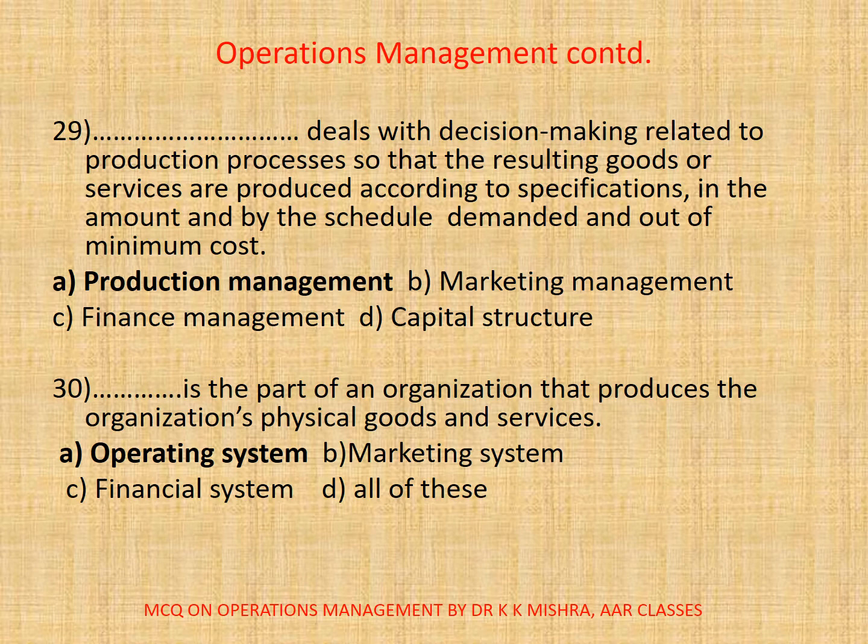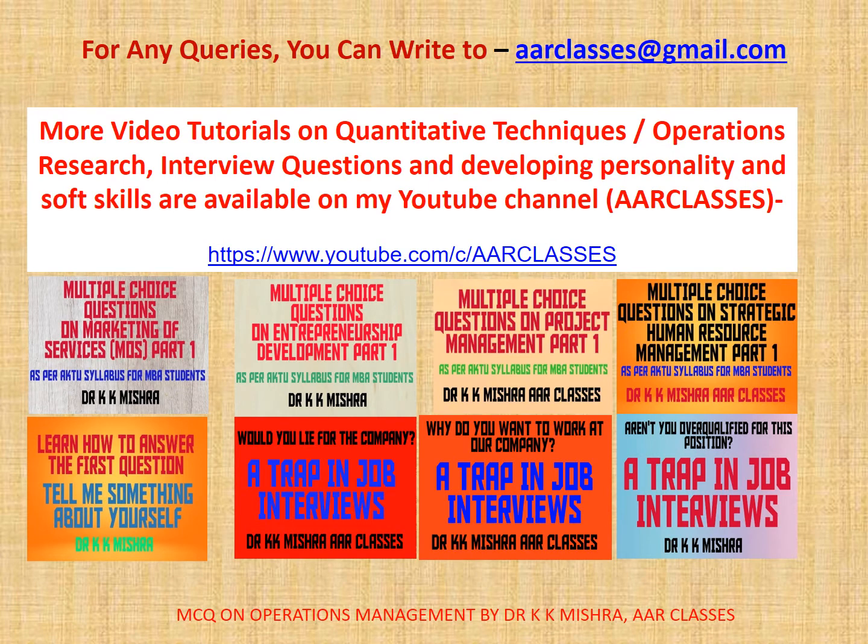Production management. 30. Dash is the part of an organization that produces the organization's physical goods and services. A. Operating system, B. Marketing system, C. Financial system, D. All of these. Here correct option is A. Operating system. So this was all about this video tutorial.